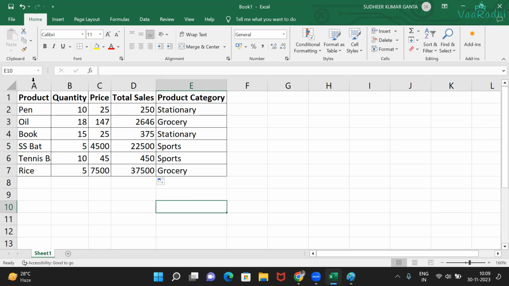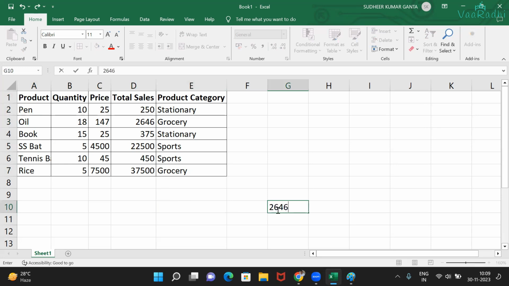Earlier, if this table is maintained in a book manually, what would you do? You would go to the grocery row, and take this one manually, 2646 plus, and again, where is grocery here? Okay, 7,500. This way you used to compute, right? If it is a manually maintained transaction in a book.